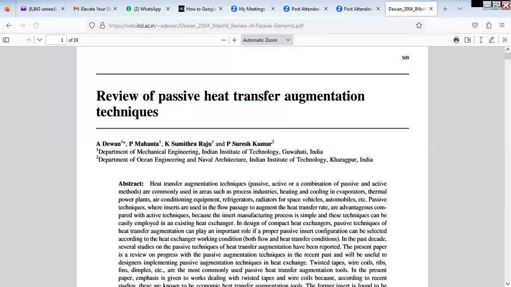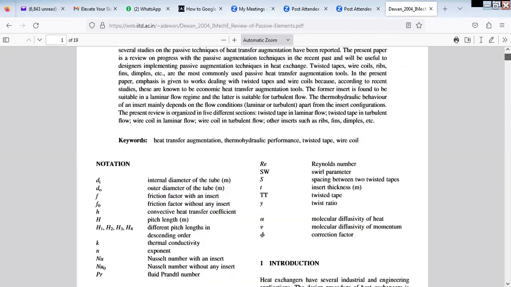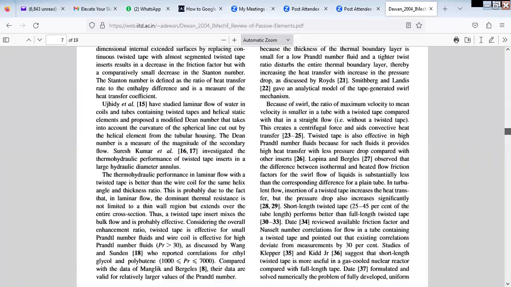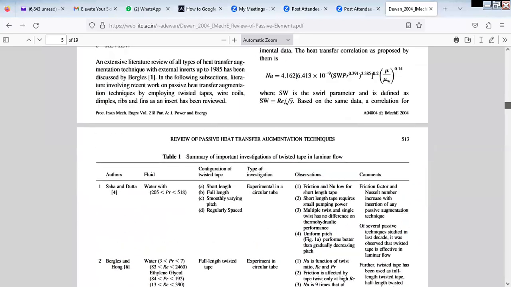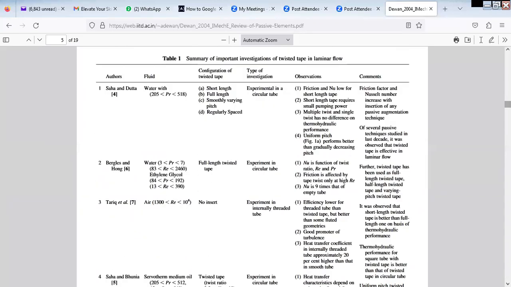So we got one paper, a review of IITD. You can say this can be a good paper. You can see, like this, the table you have to make. What table was I telling you? This paper, like here, there is one author, Saha and Datta, reference number 4. Which fluid has he used? We generally use air, we use water. So he used water. What was the range of Prandtl number? One parameter, okay, don't worry about this.